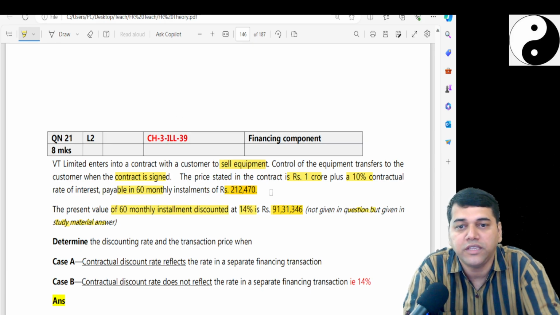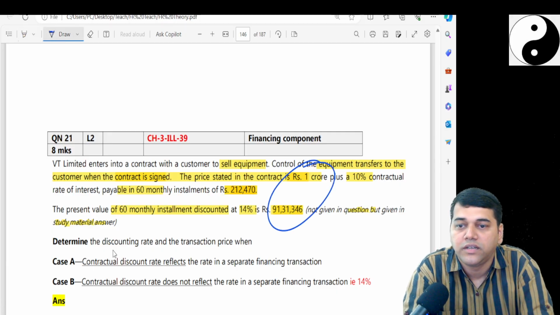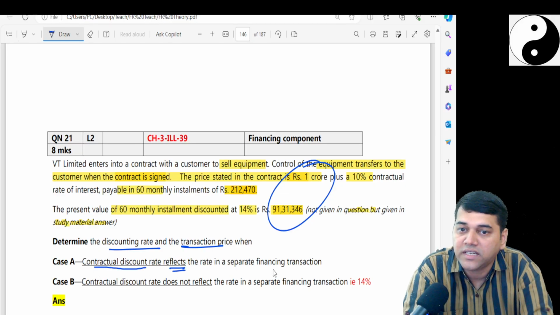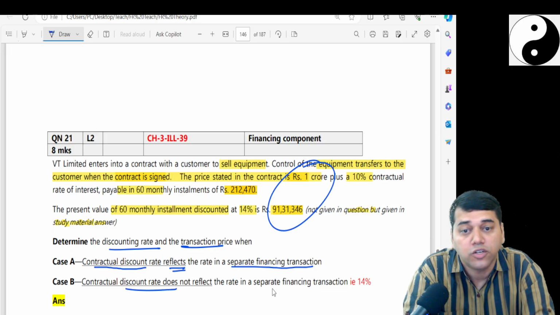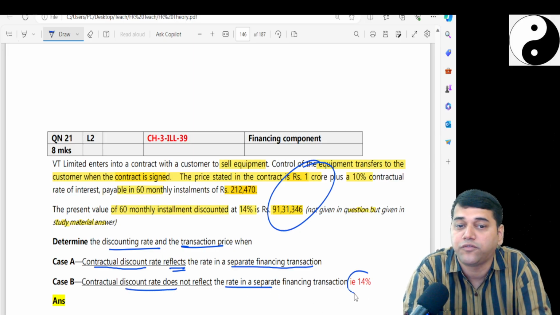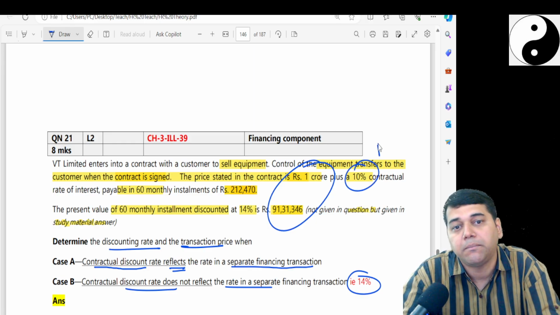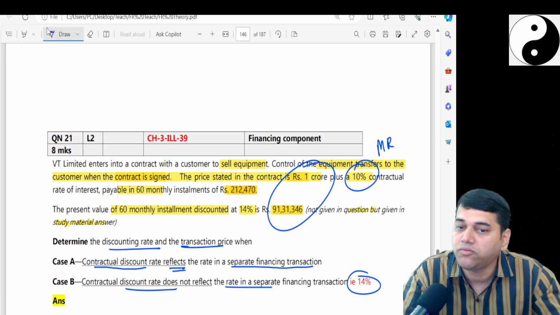Now the difference between these two numbers is your financing component. Determine the discounting rate and the transaction price when the contractual discount rate reflects the rate in a separate financing arrangement, and when the contractual discount rate does not reflect the separate financing arrangement, that is 14%. Suppose my contractual rate and the market rate are the same, what is the discount rate and the transaction price, versus the other scenario?